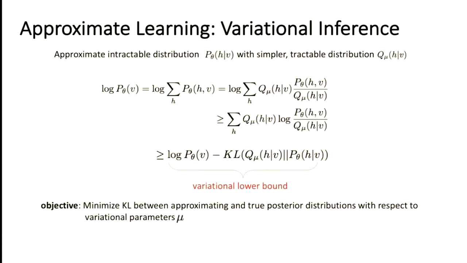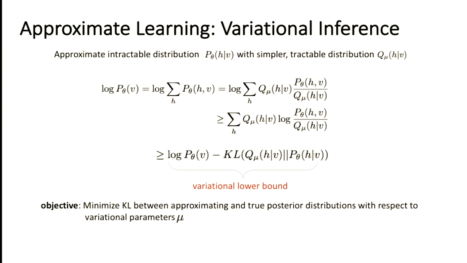So let's see that. In order to do this approximate learning, we are basically going to assume that this conditional distribution, which is no longer tractable, we have access to some simpler tractable distribution given by Q, parameterized by mu. So this Q essentially represents some naive mean field tractable distribution, for which we are going to make sure it goes as close as possible towards this intractable distribution that we want to access.